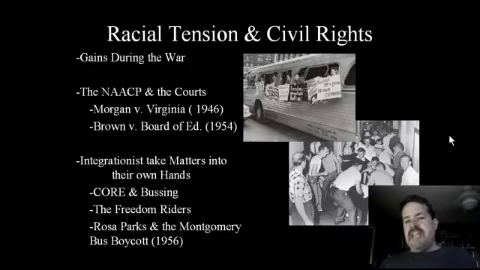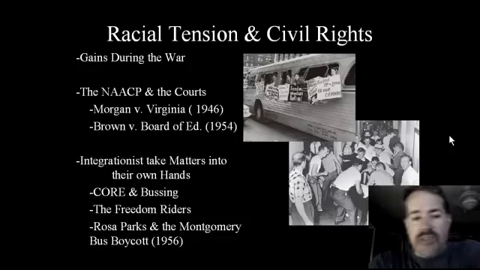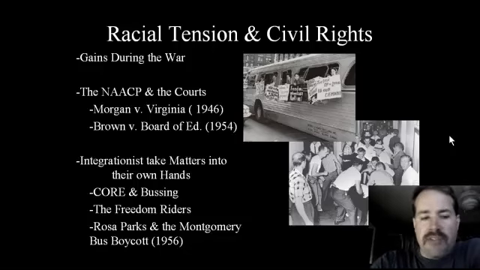Of course, this doesn't mean that the opponents of integration, that the segregationists are going to say, well, we lost, and they're going to start integrating schools and whatever. They fight. And of course, the civil rights movement fights back. Now, one way that integrationists fight back is to take matters into their own hands. In the case of interstate commerce, we see this with the Freedom Riders.